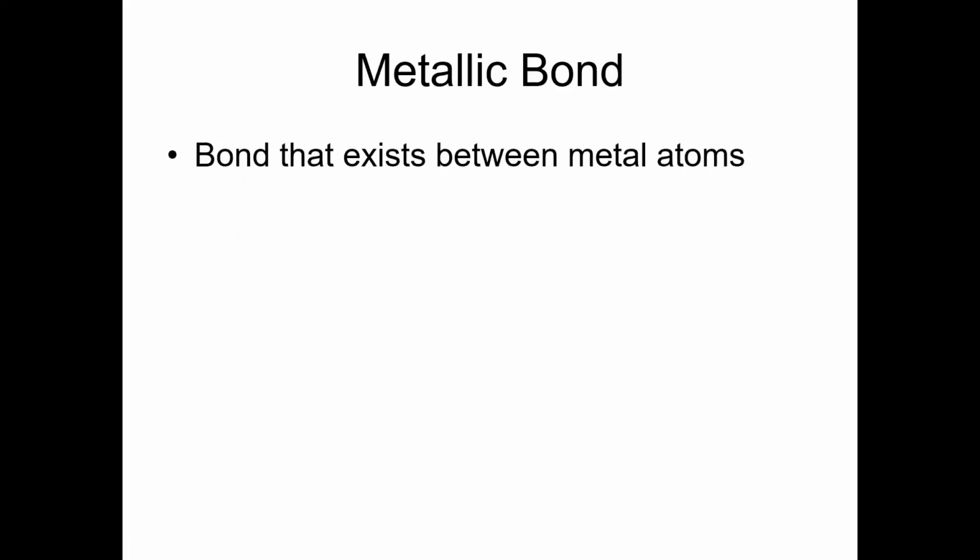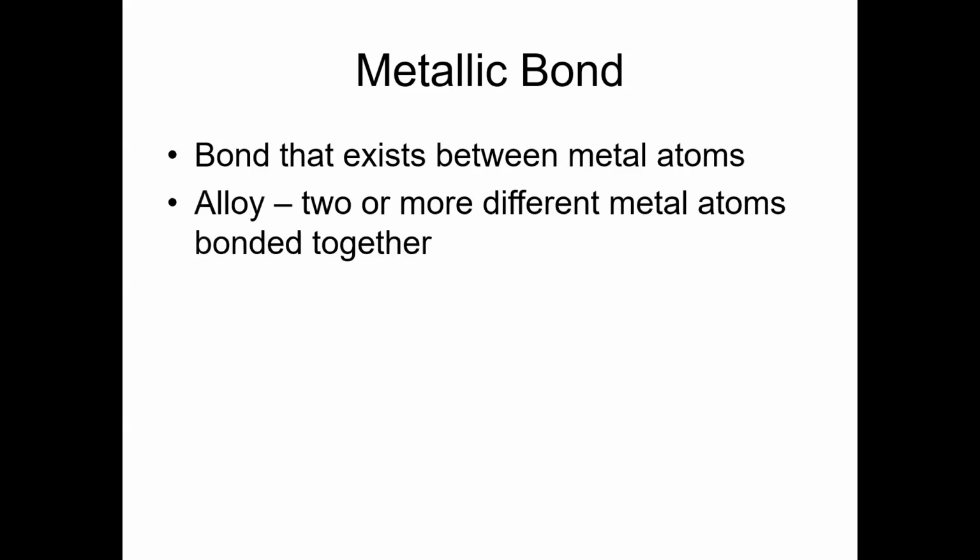Then metallic bond, this is the bond that exists between metal atoms. And a metallic bond is different from an alloy. An alloy is defined as a blend of two or more metal atoms that are blended together to form an alloy.